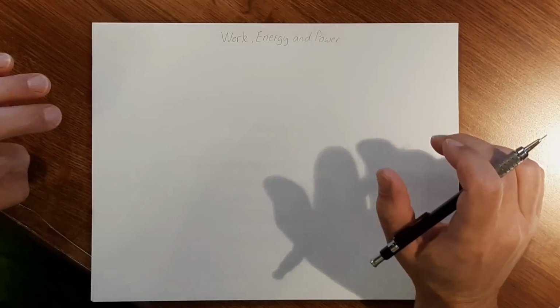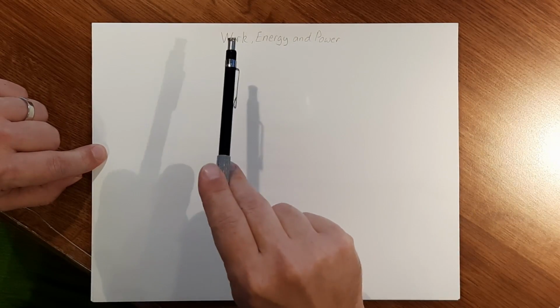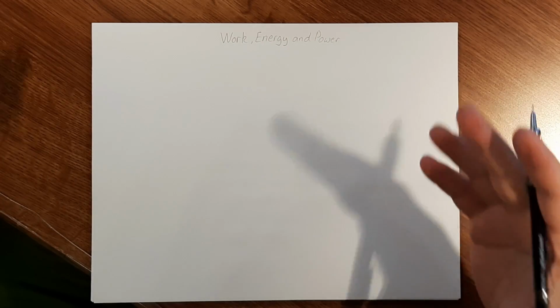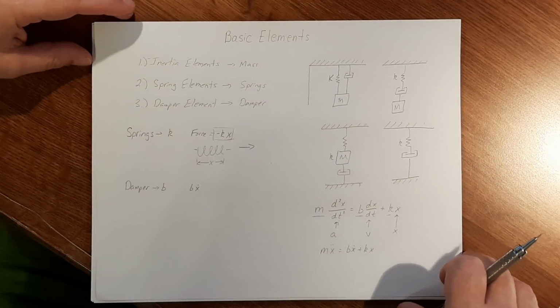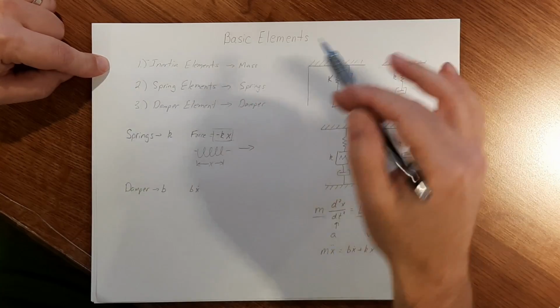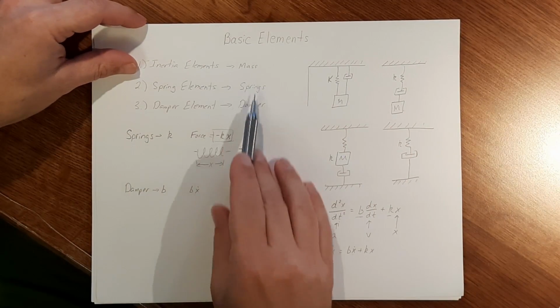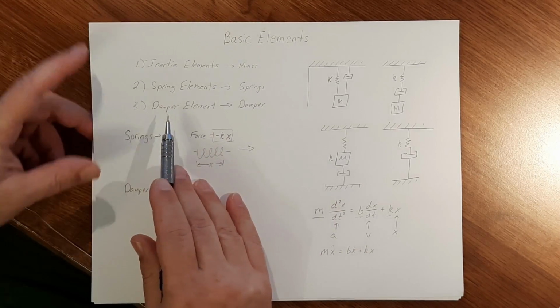Welcome back, everybody. Today we are going to be exploring the world of work, energy, and power that is contained in a mechanical system. In the last video we talked about the basic elements, and I'll link it at the top of the screen. So let's talk a little bit more about these elements: our inertia, spring, and dampener elements.